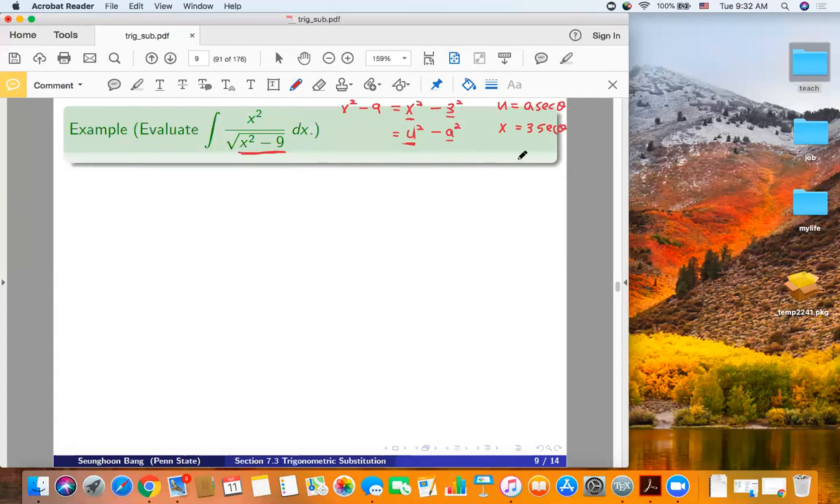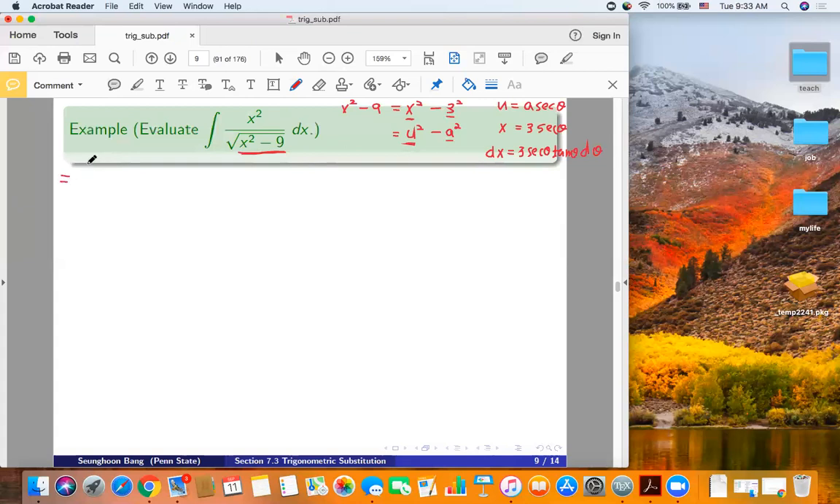Was it like dx? dx is the derivative of 3 secant theta, which is 3 secant theta tan theta d theta. This is the whole idea. It's good. So you have to substitute.